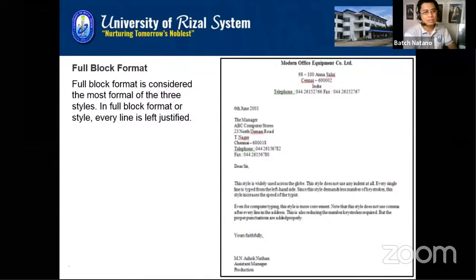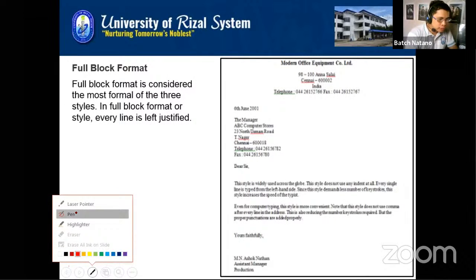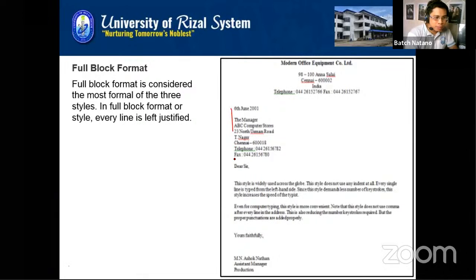As you notice here, all the parts from here to here are all on the left margin. So that's the good thing about full block. I always use this kind of format because, again, it's very easy to format. There's no need for me to indent the different parts of the letter.